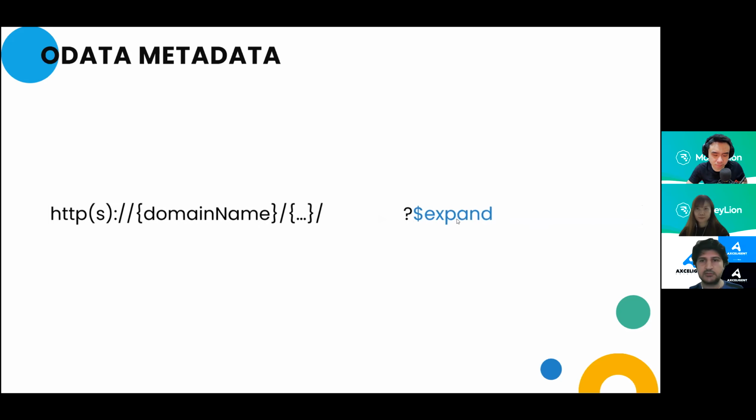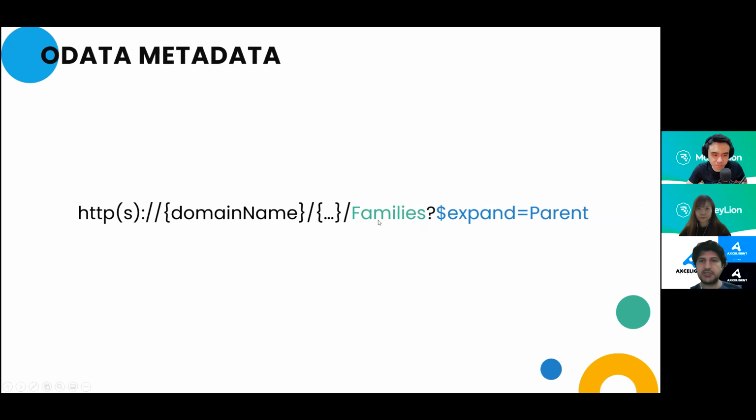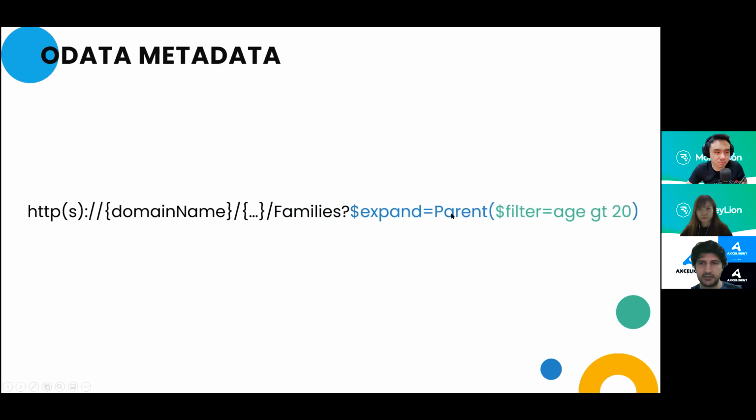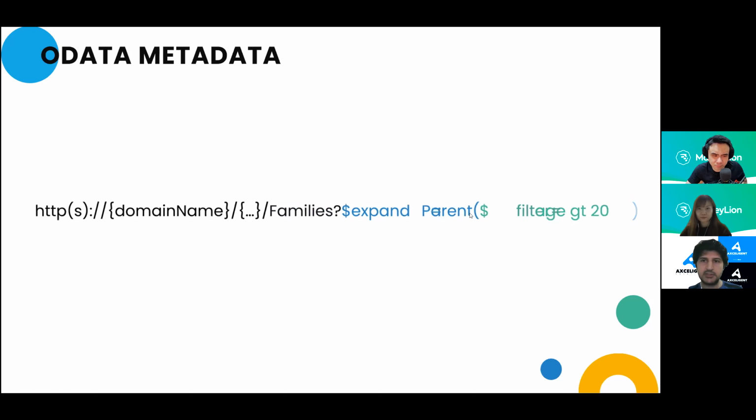For example, I have families, and for these families I expand the parent. And if I expand the parent, then I can do a filter on top of this parent. You just open the parentheses, and again $filter, whatever we had before, you can have it inside for this child entity. It is just like you already did a join. If you are at the SQL level, you can imagine that you did a join, and on the join level you are doing a filter. So it's pretty cool.